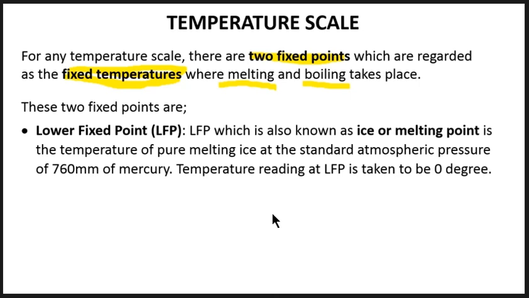760 millimeter of mercury. Okay, and the temperature reading at this lower fixed point is taken to be 0 degrees, since it is actually the ice point or melting point, so it's taken as 0 degrees.